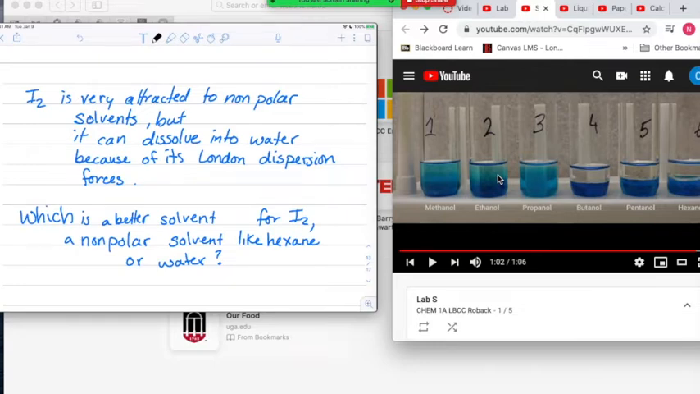So we're going to take a look at a video, and in addition to the lab question, we're going to answer the question, which is a better solvent for iodine, a nonpolar solvent like hexane or a polar solvent like water. And in the video, they're going to use cyclohexane, which is very similar. Cyclo means this organic molecule is in a ring rather than in a straight line, but it's a very similar solvent, either hexane or cyclohexane. So let's go ahead and take a look at this video.